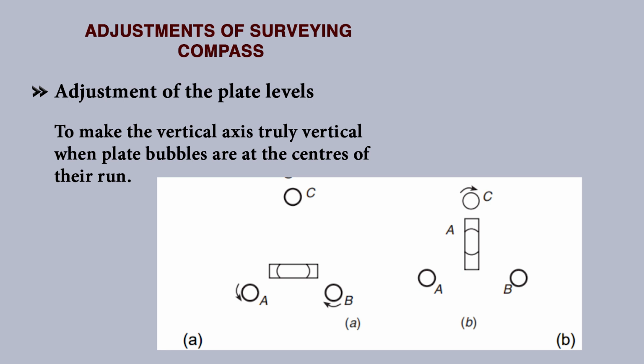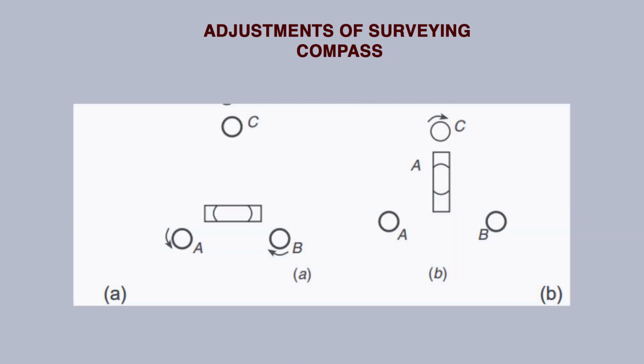So, what is the objective for adjusting the plate levels? It is to make the vertical axis truly vertical when the plate bubbles are at the center of their run. How can we test it? Firstly, we have to set up the compass with a tripod on firm ground. Secondly, we bring one of the levels parallel to a pair of leveling screws. Bring the bubble central by turning both the screws simultaneously either inwards or outwards, as you can see from this figure. Thirdly, rotate the instrument through 90 degrees about its vertical axis till the level tube lies parallel to the line joining the third screw and the midpoint of the first two screws.